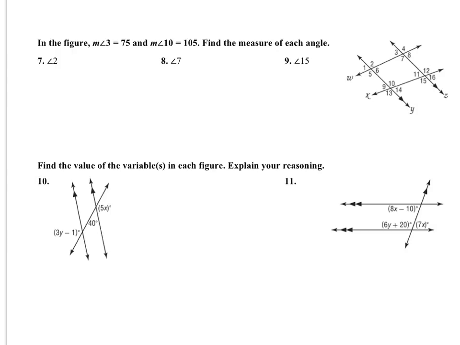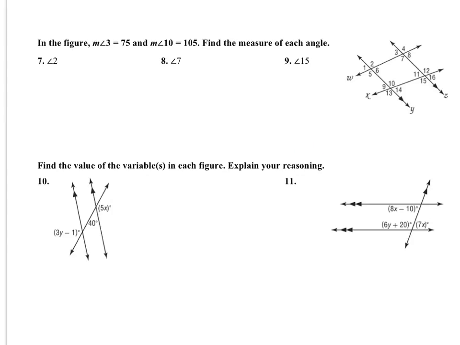Okay, welcome back. This is 3.2 notes, part 2. We're going to do the rest of the notes packet here. And we want to talk about problems 7 through 9. It says, in this figure, we know that the measure of angle 3 is 75 degrees. We know the measure of angle 10 is 105. So what I want to do here is, I'm going to label those over here.